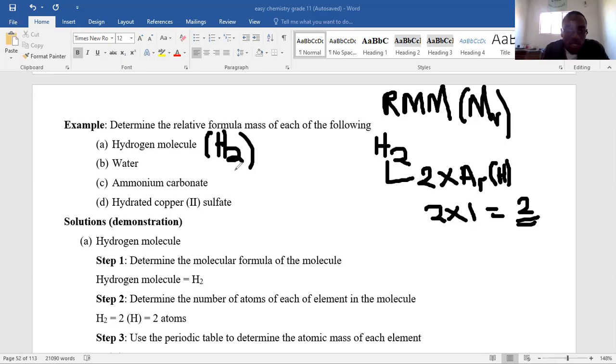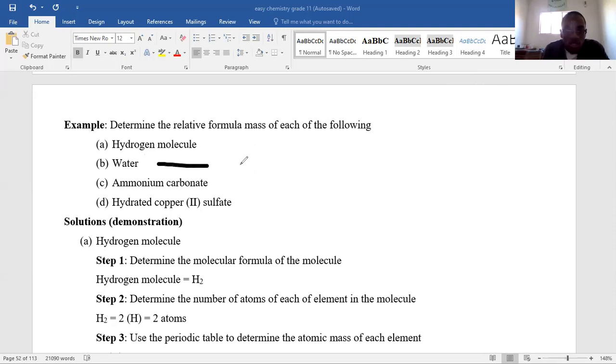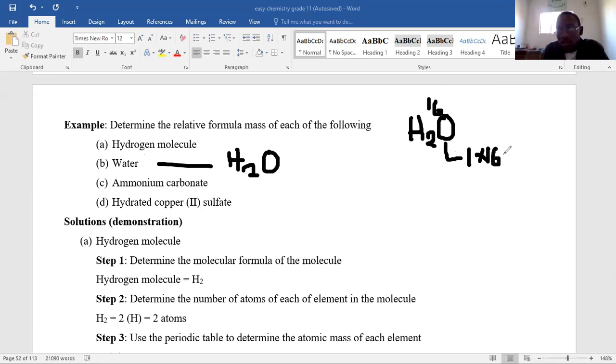Let's look at water. So water is the second one. What is the formula? H2O. How do we calculate the relative molecular mass? So water, H2O, we have how many oxygen atoms? 1 times. What is the mass of oxygen? When you go on the periodic table, you find that the mass of oxygen is 16. So this will be multiplied by 16, and this will be 16.